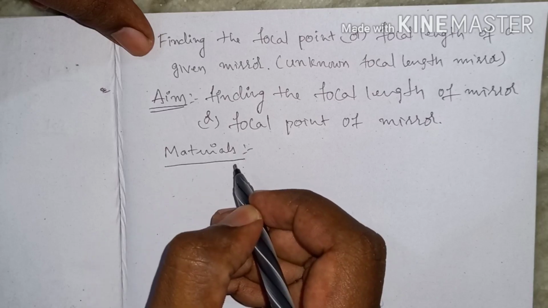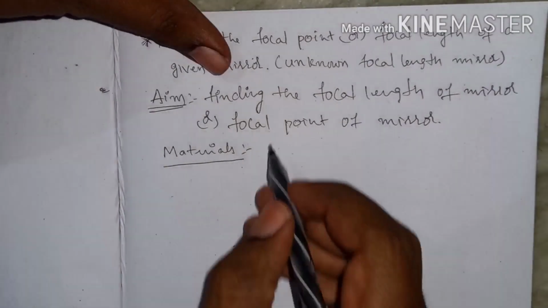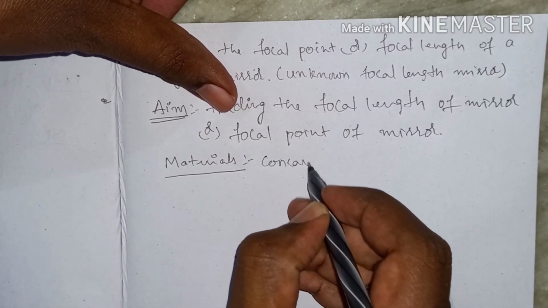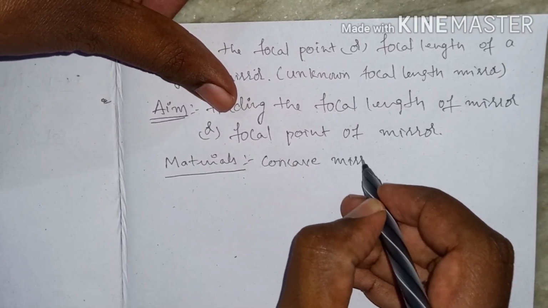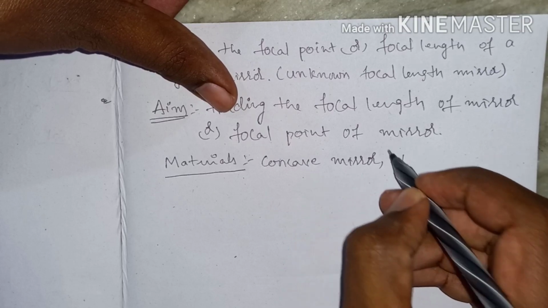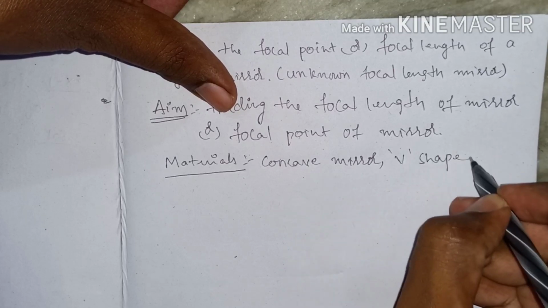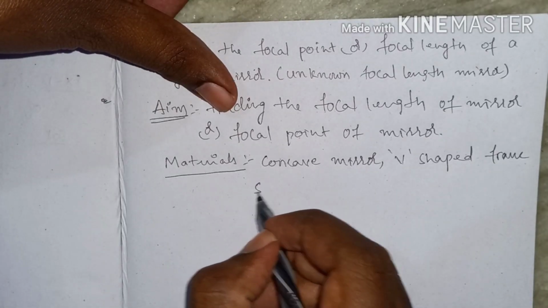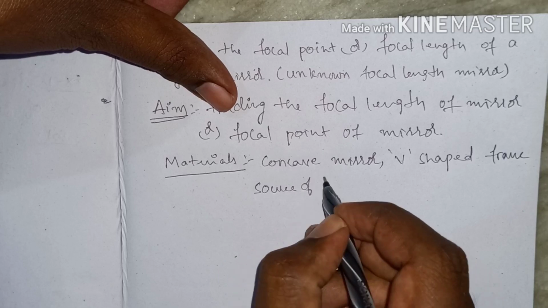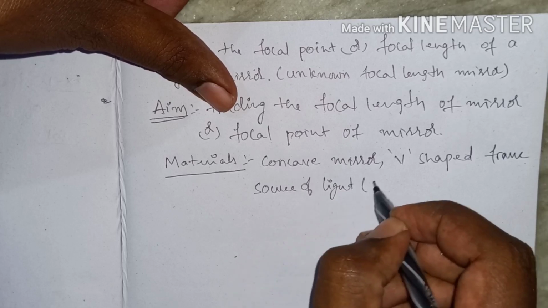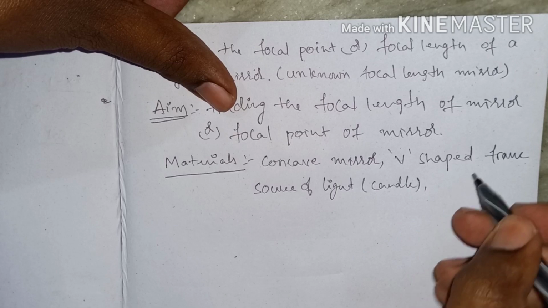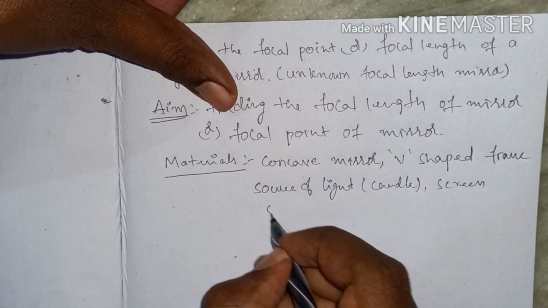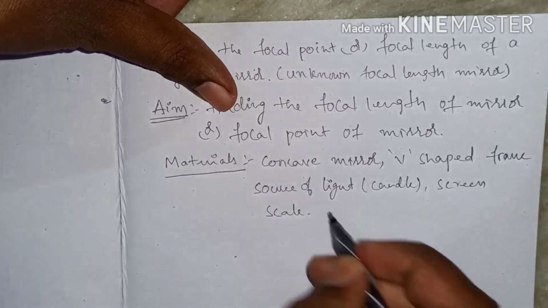Then what are the required materials? What we have seen just now: a concave mirror, the next one is a V-shaped frame, the next one is a source of light, that is for example a candle. The next one is a screen, and the next one is a scale, that we call a measuring scale.